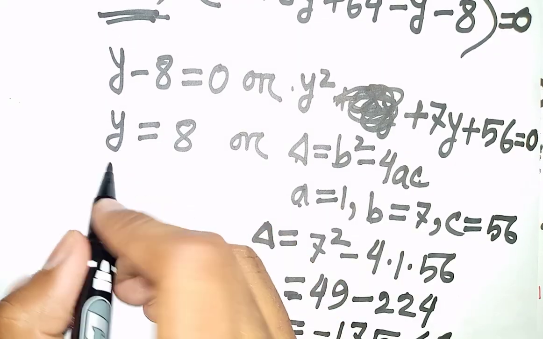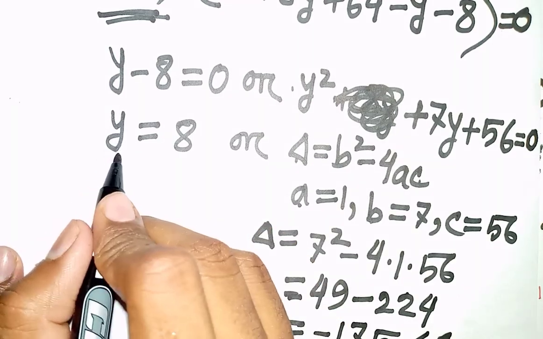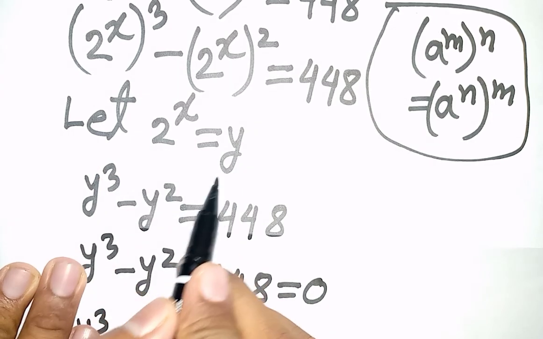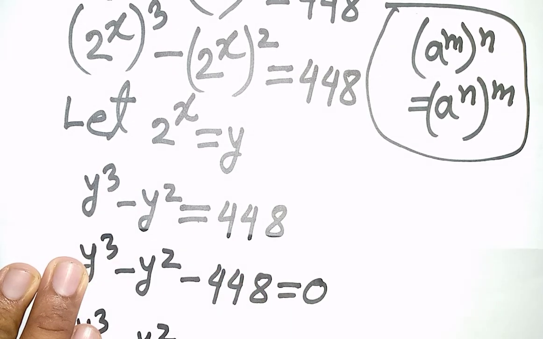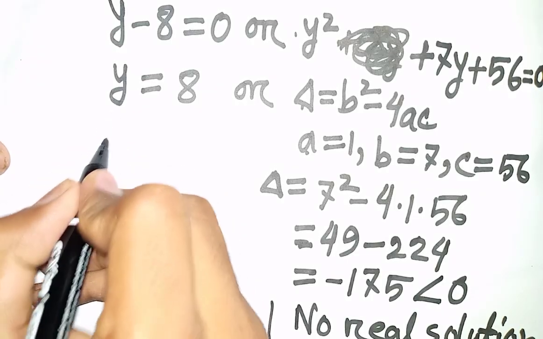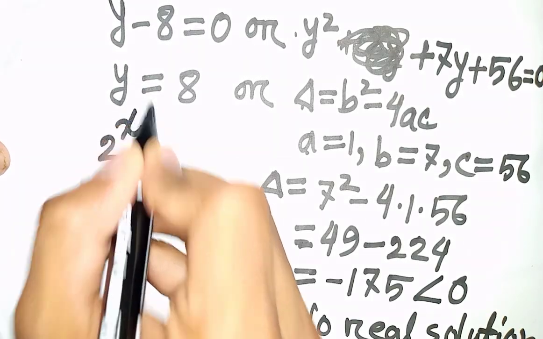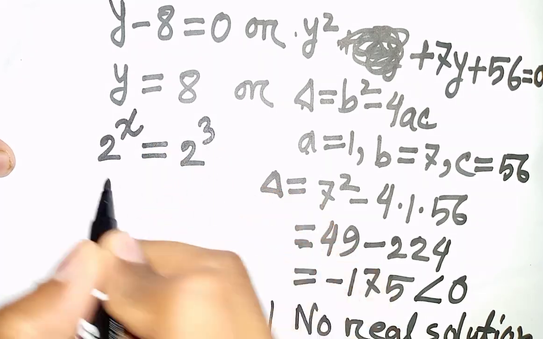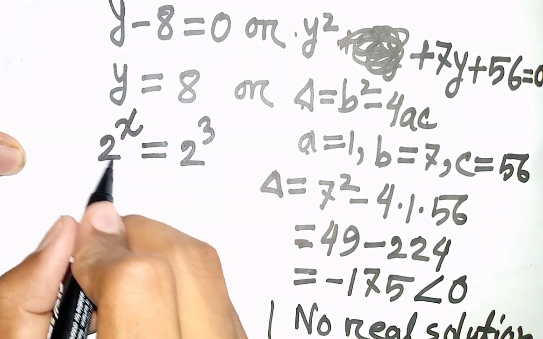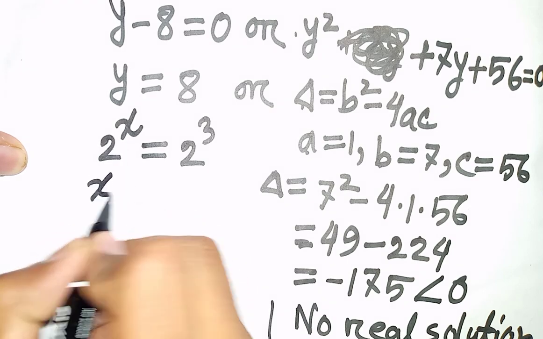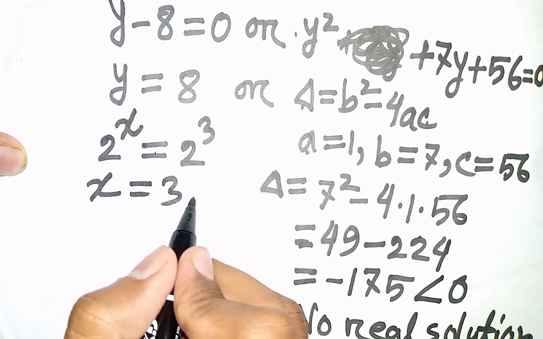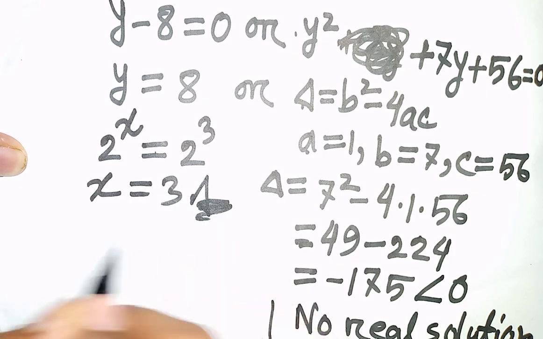Now from here y, remember, let 2 power x be substituted by y. So y, that means 2 power x, is equal to 8, which is the same as 2 power 3. Now we see 2 to the same base, so the 2s will be cancelled, power x will be equal to power 3, so x is equal to 3. This is our final answer.